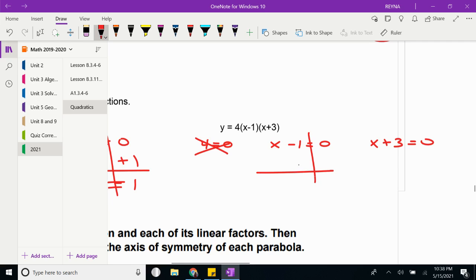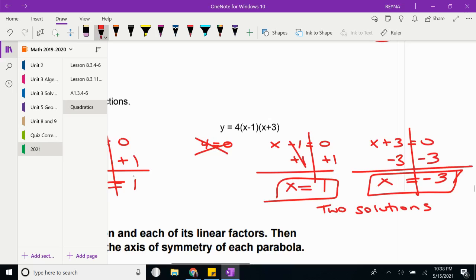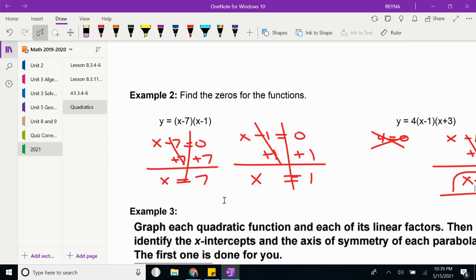What would my solution be here? Add 1 to both sides. We get x equals 1. What would x equal here? Subtract 3 on both sides. X equals negative 3. Nice. So this means this has 2 solutions. And that means this one also has 2 solutions.